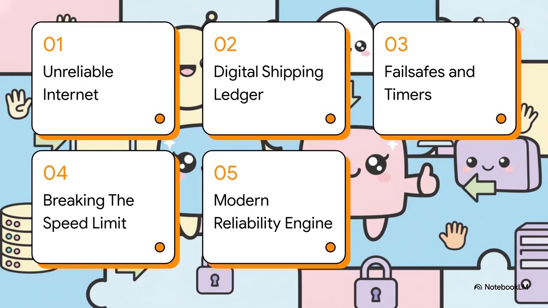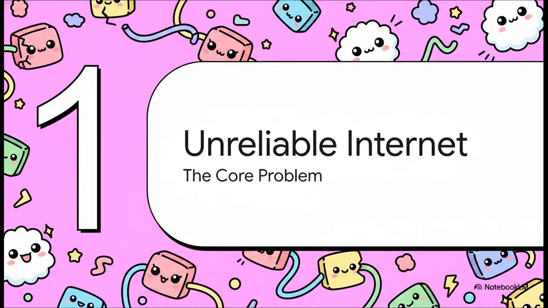Okay, just a quick look at our engineering blueprint for today. We'll start with the unreliable internet problem, build our digital shipping ledger, look at fail-safes and timers, figure out how to break the speed limit, and finally, admire our modern reliability engine. So, part 1, the unreliable internet problem.